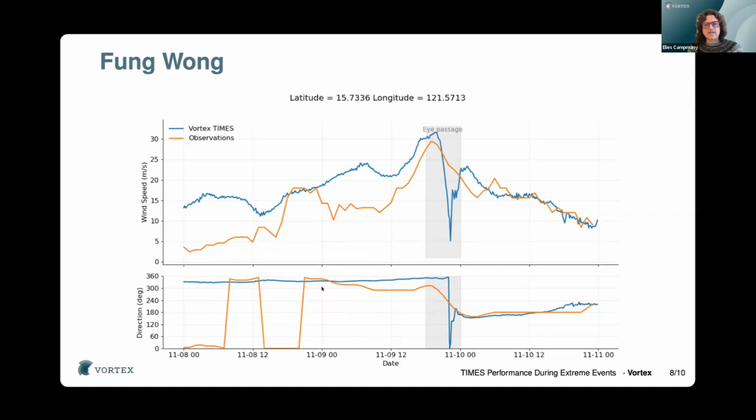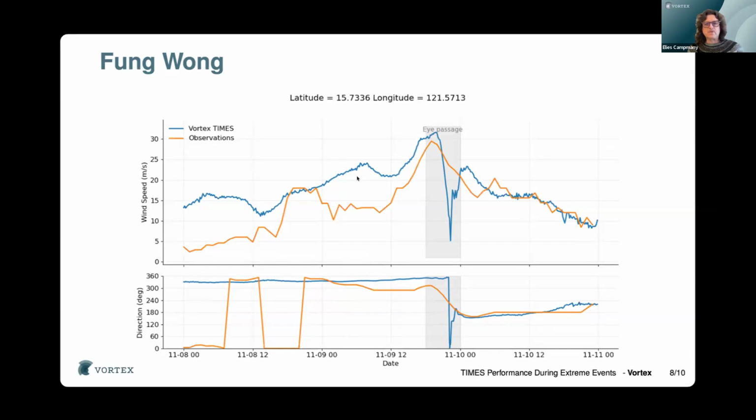You can see that the observations are showing the same behavior. They start with one direction and then continue with another. And you can see that the wind speed also agrees quite well between both TIMES and observations.